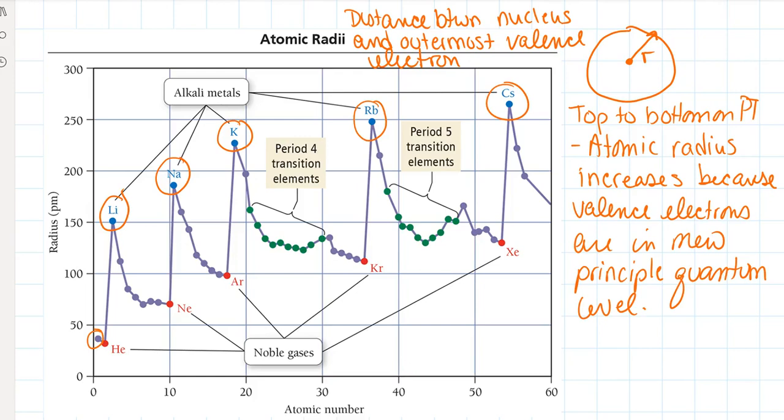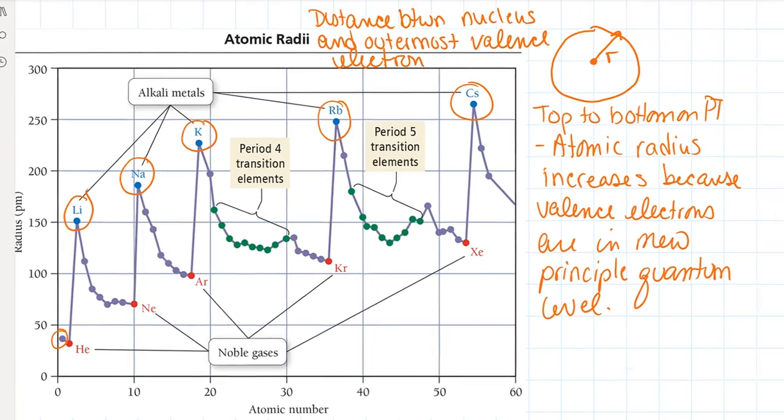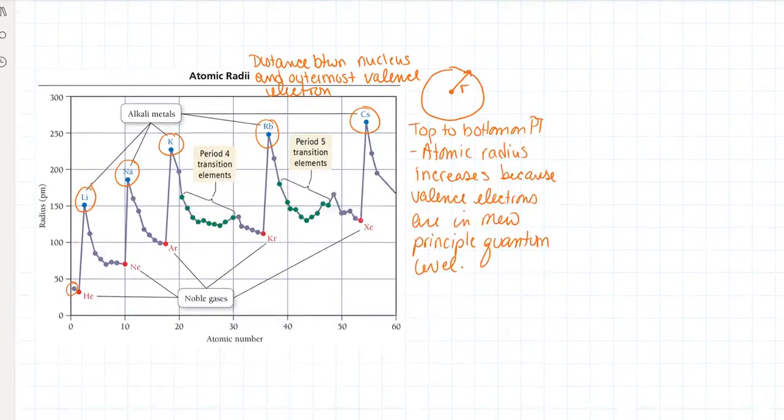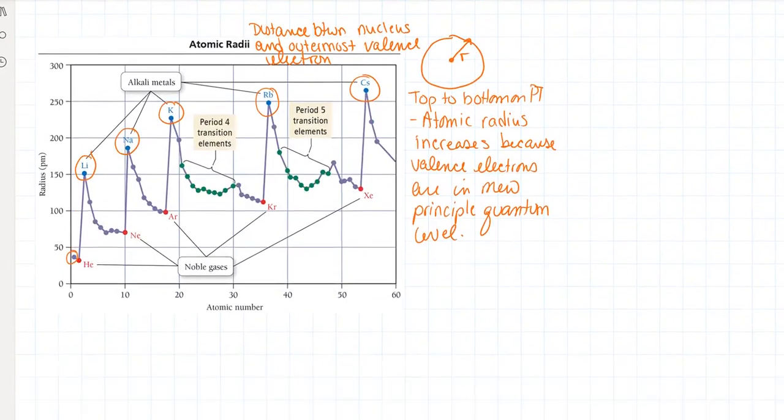So then let's take a look at a couple more general trends before we look at some of the specifics. Now you'll notice that as I move from lithium to neon, sodium to argon, potassium to krypton, the general trend as I move left to right in the periodic table is that the atomic radius decreases.